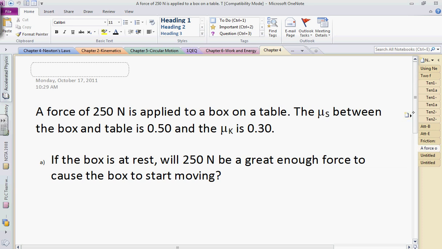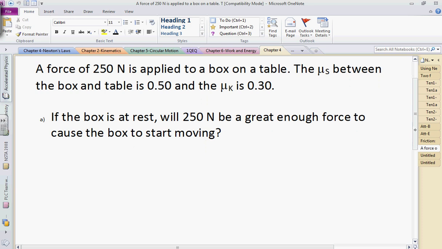So the first question is, if the box is at rest, will the 250 newtons be great enough to cause the box to start moving? Really what this is asking is whether 250 newtons is equal to or greater than the force of static friction that exists between the box and the table. To figure out what that force of static friction is, first let's draw a little picture. So there's a 50 kilogram box.